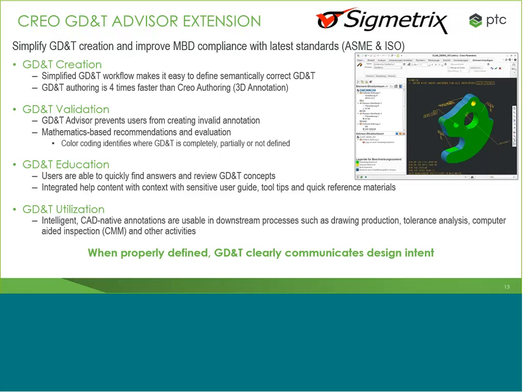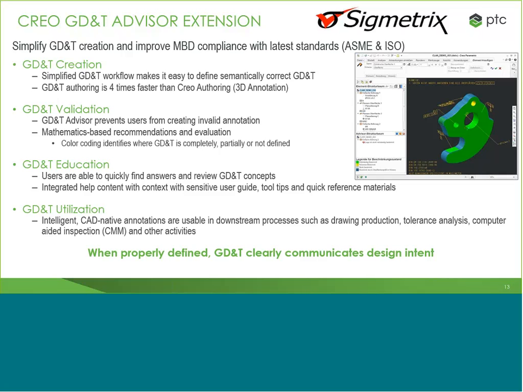In addition to creating this geometry, what it's going to do is allow me to do it 4 times faster. So right now, we can do this with our 3D annotation capabilities. The authoring in GD&T Advisor extension is 4 times faster than traditional means. So in addition to creating it correct and faster, what it's going to do is restrict me from creating that invalid annotation. So as I select on a surface, for example, the tool will show me what the applicable commands are.